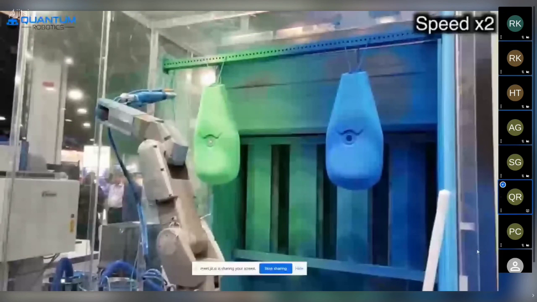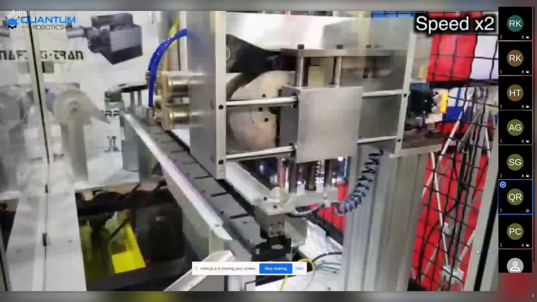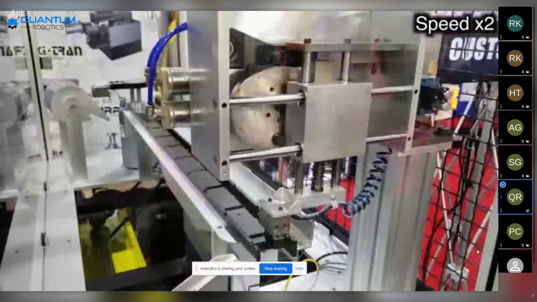We're just simply using pneumatics to drive it. We build it in three sizes. We don't do any specials.